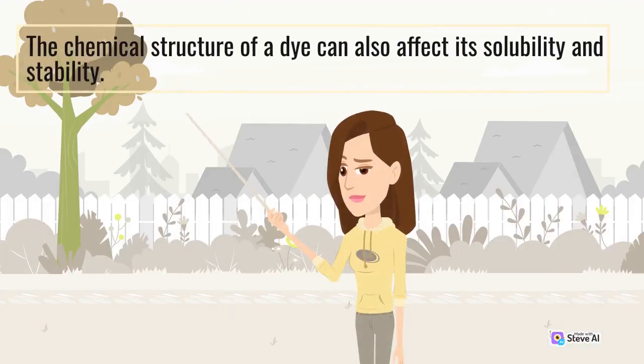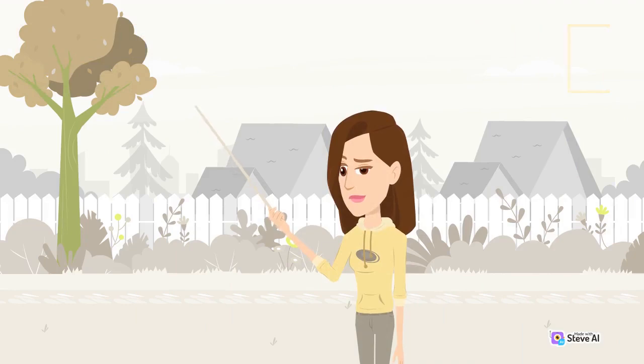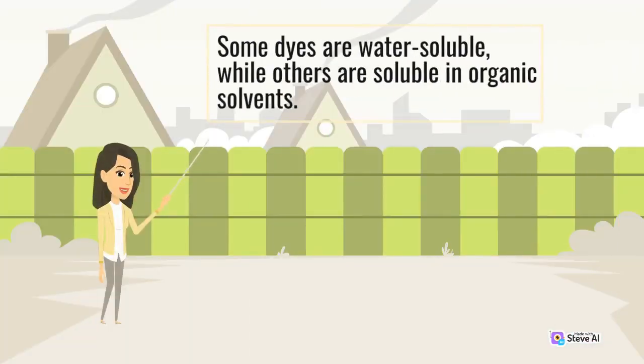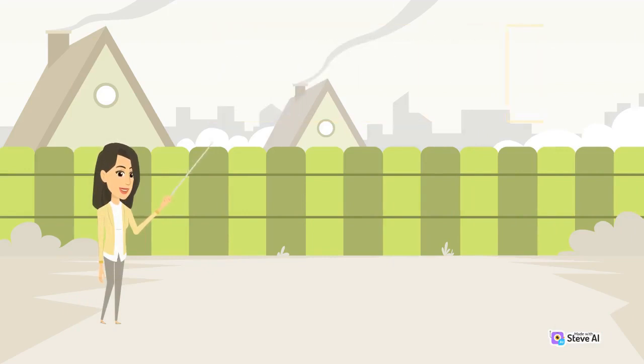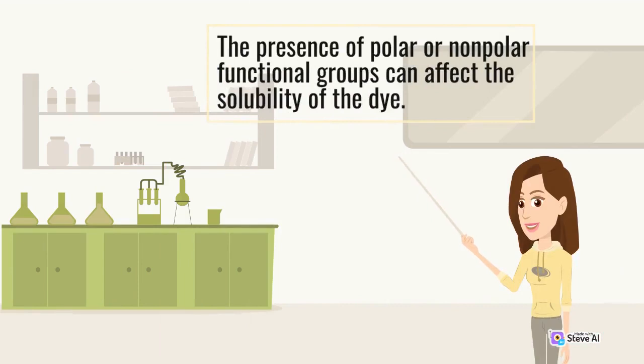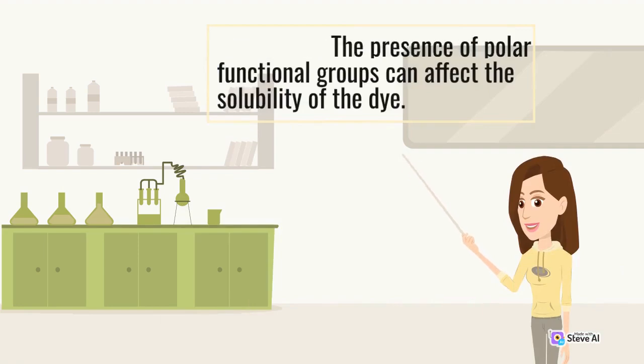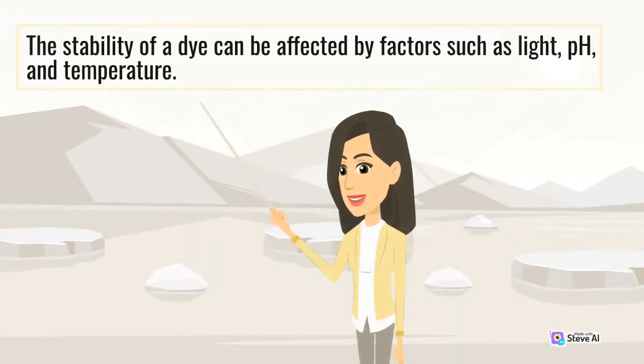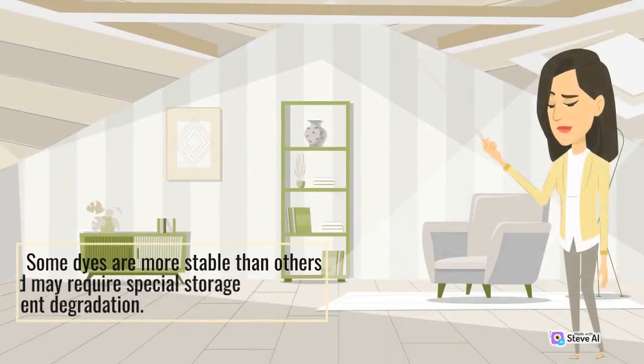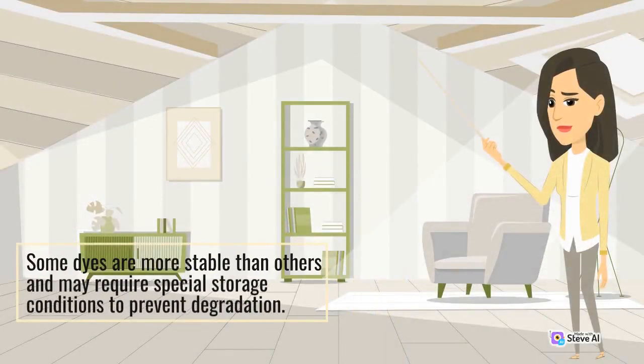The chemical structure of a dye can also affect its solubility and stability. Some dyes are water-soluble, while others are soluble in organic solvents. The presence of polar or nonpolar functional groups can affect the solubility of the dye. The stability of a dye can be affected by factors such as light, pH, and temperature. Some dyes are more stable than others and may require special storage conditions to prevent degradation.